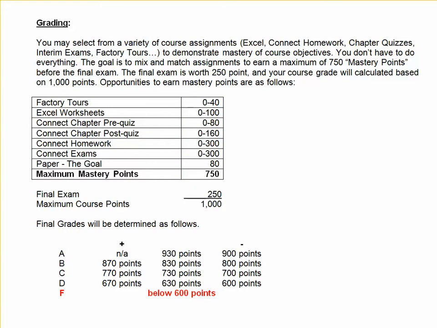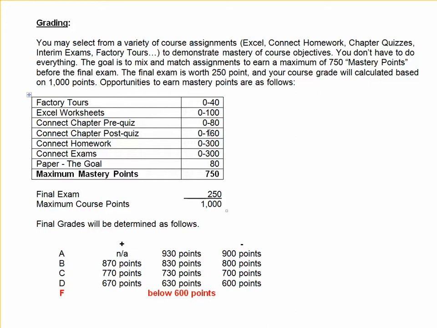In terms of grading, there are a variety of exercises or activities you can undertake in this course to demonstrate mastery of the material. There are quite a few Connect homework assignments assigned, and you don't need to work them all. You can select between factory tours, building Excel worksheets and models. I highly recommend this one. Completing the chapter pre-quizzes, completing chapter post-quizzes, working the Connect homework assignments, taking exams, not necessarily in Connect, this should just be exams, or completing the paper on the book The Goal.